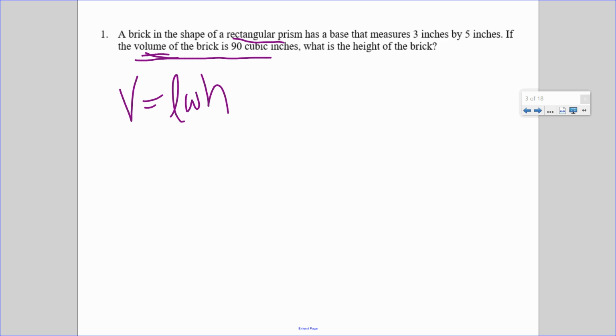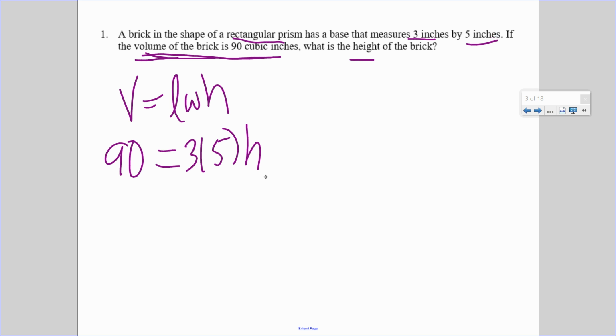Now it's saying the volume is 90. So I'm replacing V with 90. The base measures 3 inches by 5 inches. That's the length and the width. It's asking for the height. So I'm doing the same thing I did in yesterday's lesson, but now I am just putting V in if it gives me V. Now to solve this, I can't just put it into the calculator. I have to do algebra.